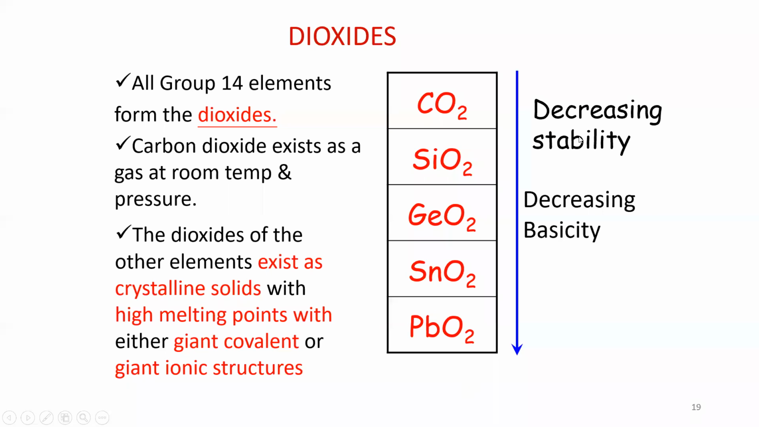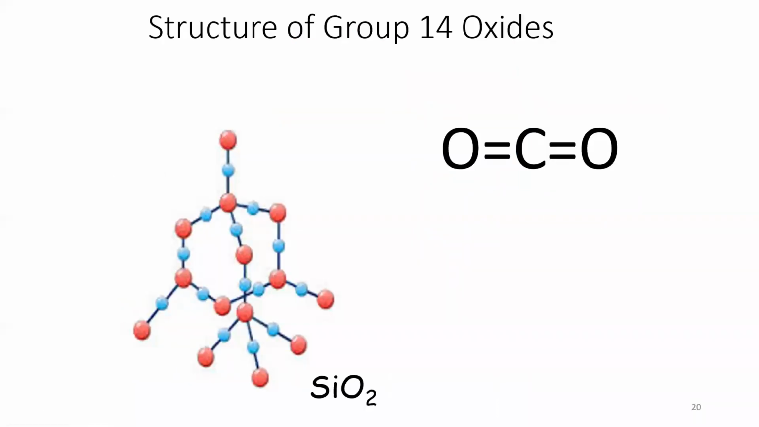So there is decrease in stability because as you can see, the dioxides are +4. So there is decrease in stability of the dioxide as we go down the group, and there's also a decrease in basicity.